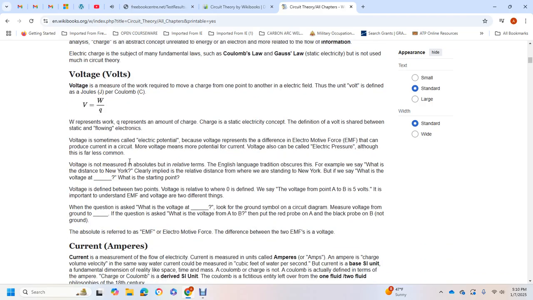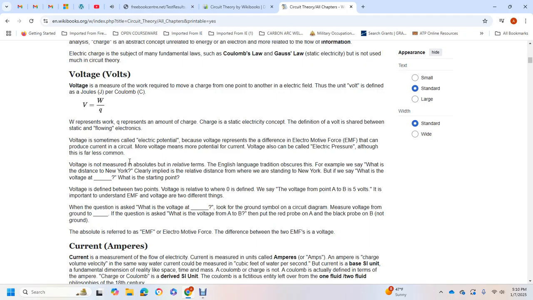Alright, voltage, or volts. Voltage is the measure of work required to move a charge from one point to another in an electrical field. The unit volt is defined as joules per coulomb. So voltage V equals the work W over the amount of charge Q. Charge is a static electricity concept. The definition of the volt is shared between static and flowing electrons.